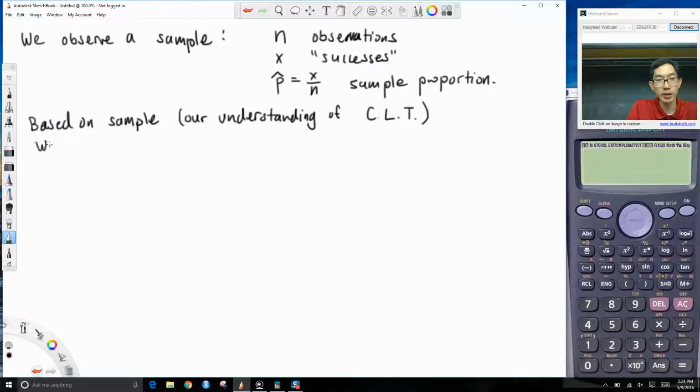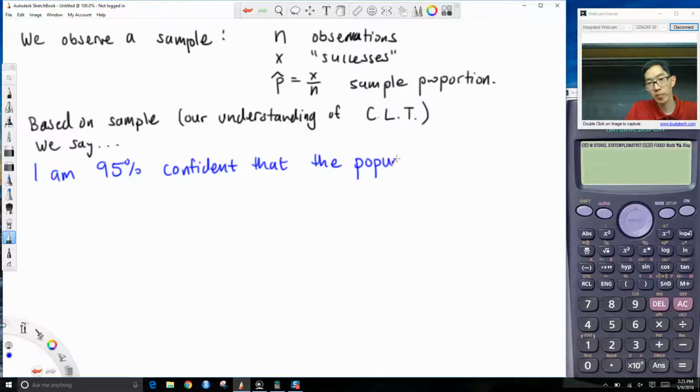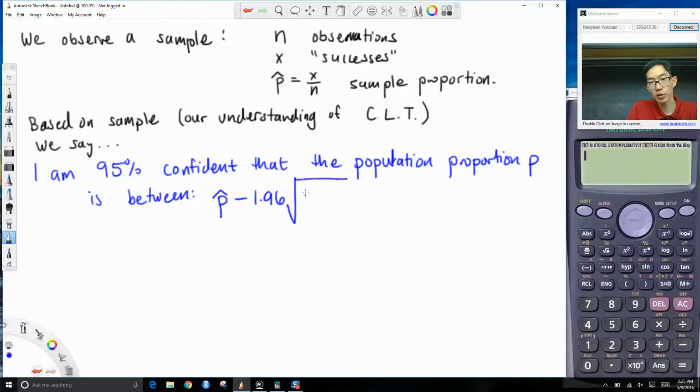We say, okay, and what we say is I am 95% confident that the population proportion P is between p hat minus 1.96 times the square root of p hat times 1 minus p hat over n, and p hat plus, and we're going to just go out 1.96.